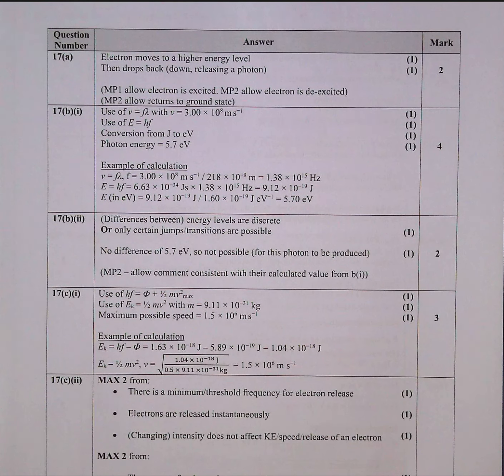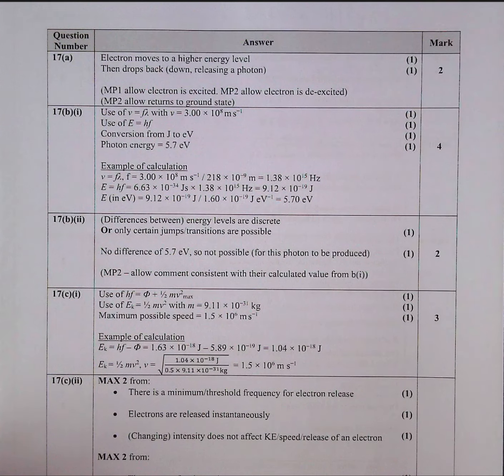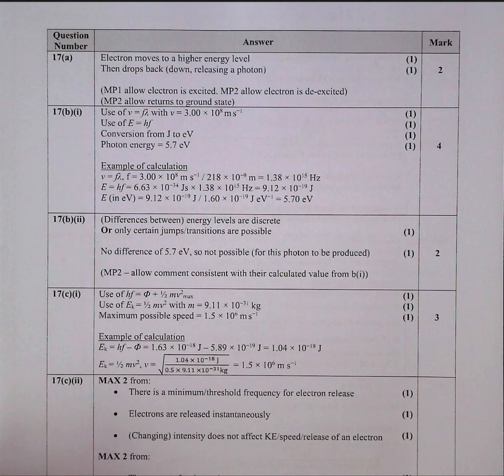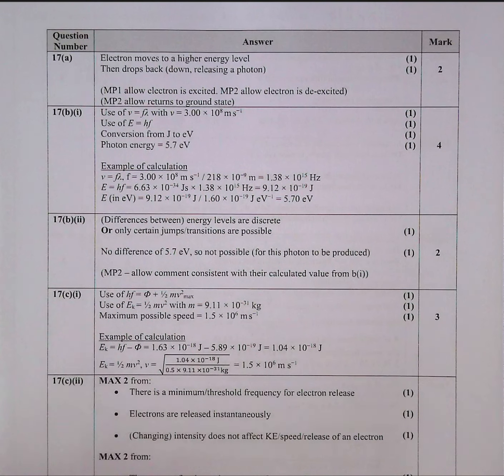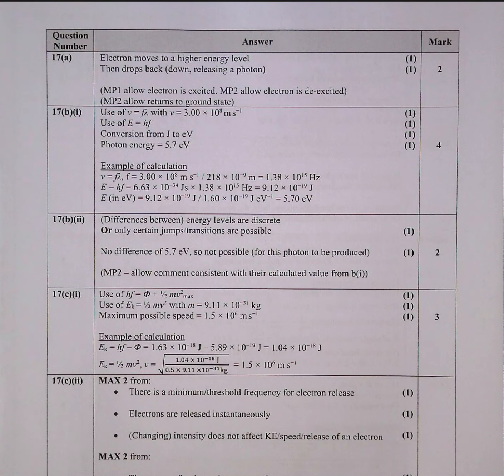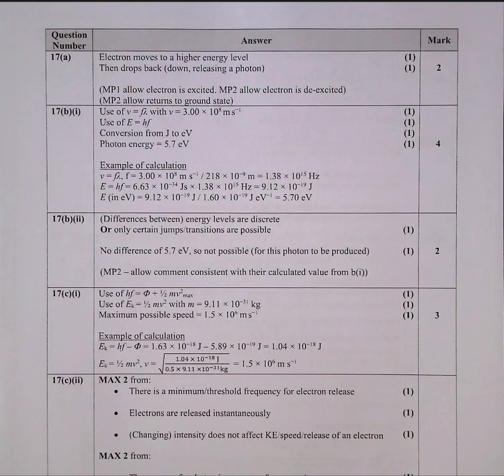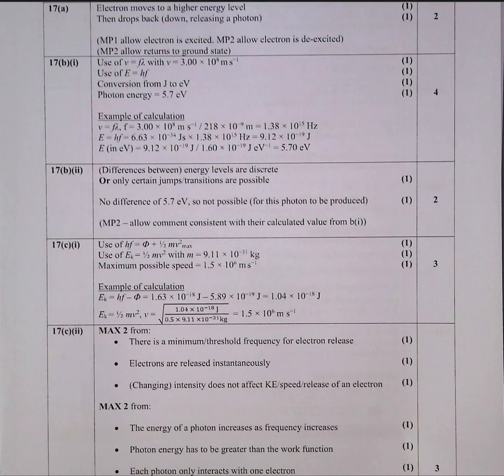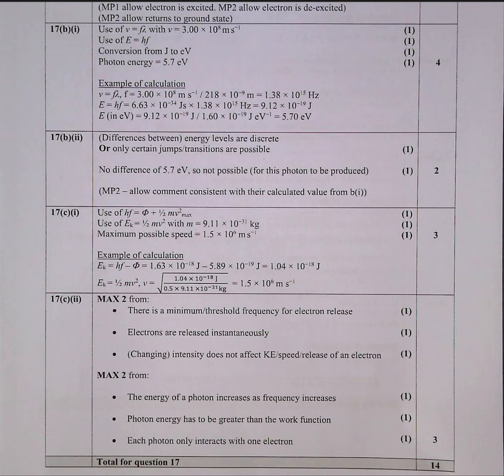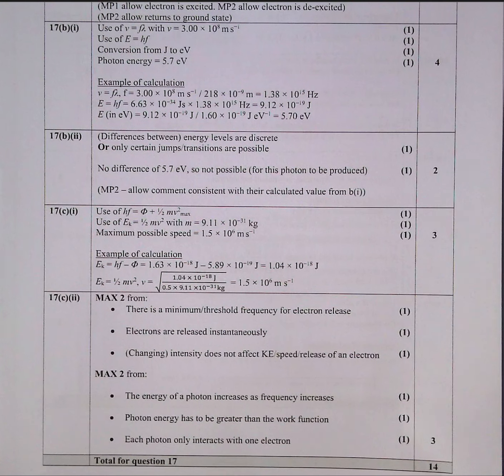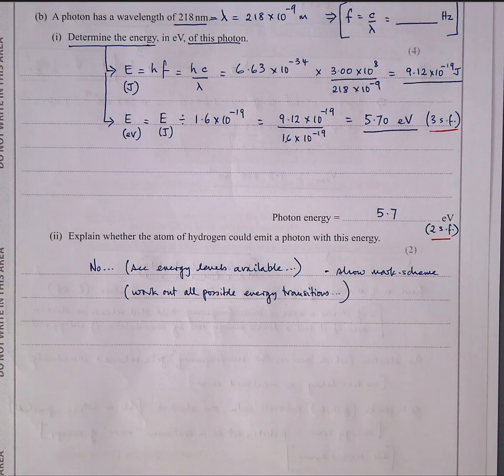If the energy transitions do not match, remember photons are quantized, so you have to take them or leave them as they are. If the energy of the photon doesn't exactly match a transition in the electron levels, it will not take place. So now you can see the rest of the mark scheme as well for the rest of this question, which we haven't come to yet. Okay, so that's question 17.